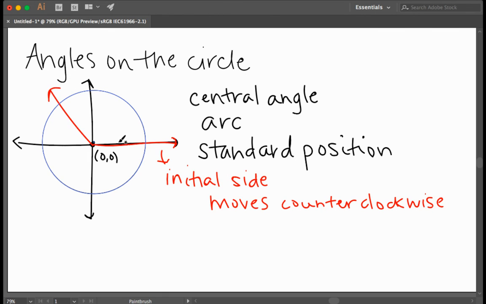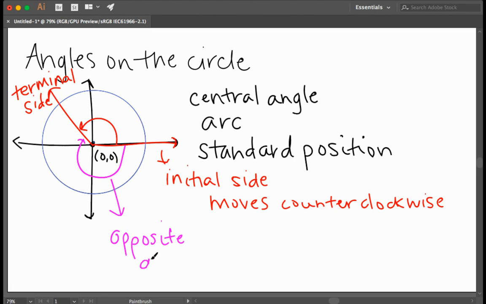So my angle starts here and goes here. This is the standard position. And this side over here is called the terminal side. This is the side where the angle comes to an end. Now there is an angle formed going in the opposite way, but this would be a negative angle because it goes the opposite direction. So an angle going the opposite direction is a negative angle.